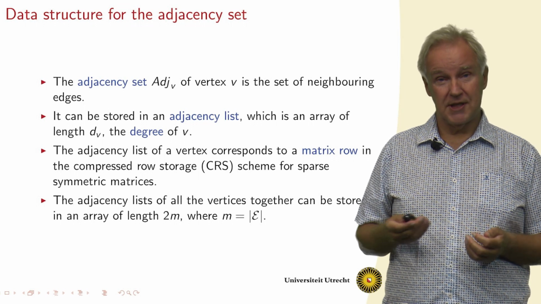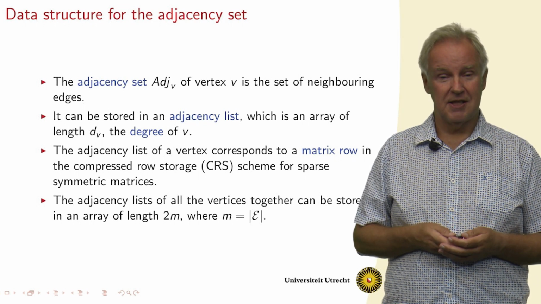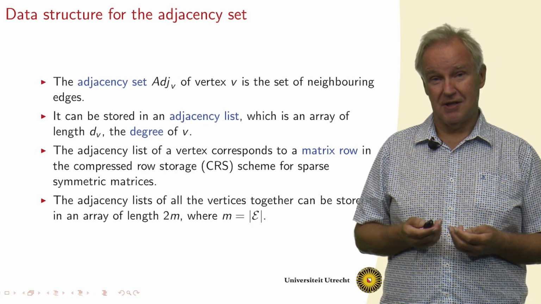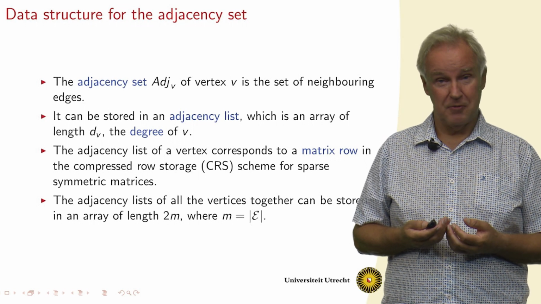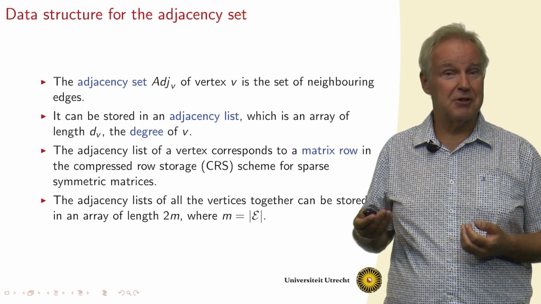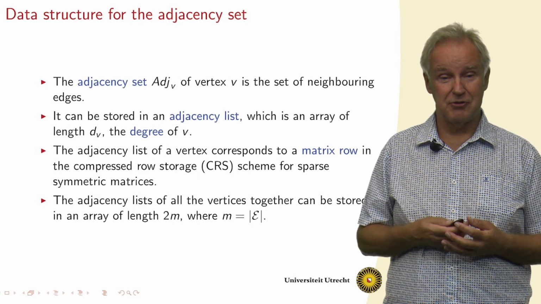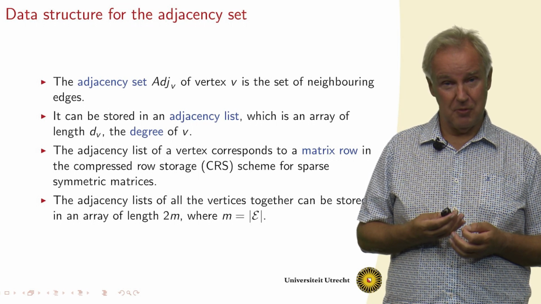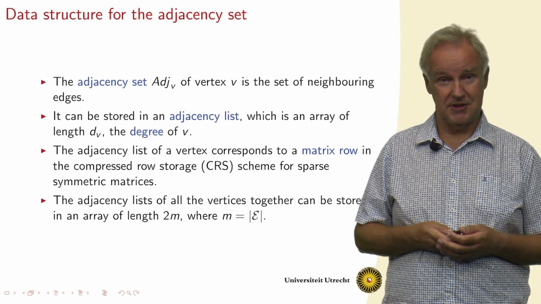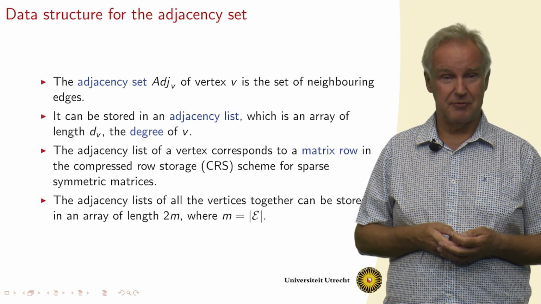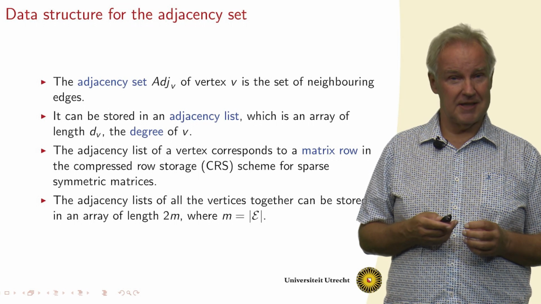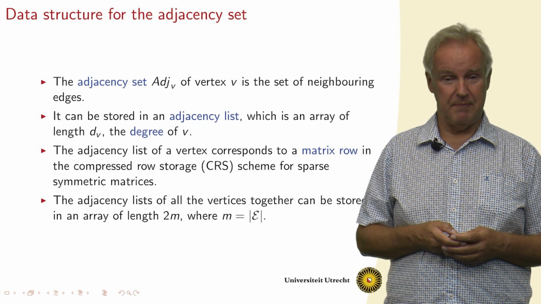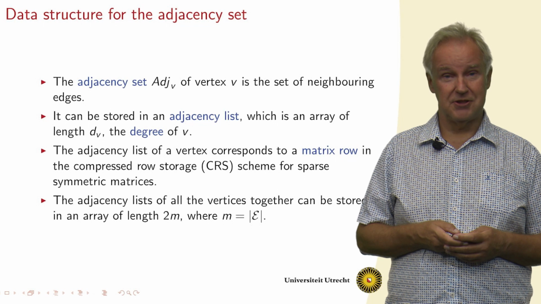If we store it that way, this looks very much like the compressed row storage of a sparse matrix, where the neighbors in the graph are really the non-zeros in that particular row of the matrix. This is the case for the compressed row storage for symmetric matrices, because we have an undirected graph. All the lists together of the vertices can be stored in an array of length 2m, where m is the number of edges of the graph.